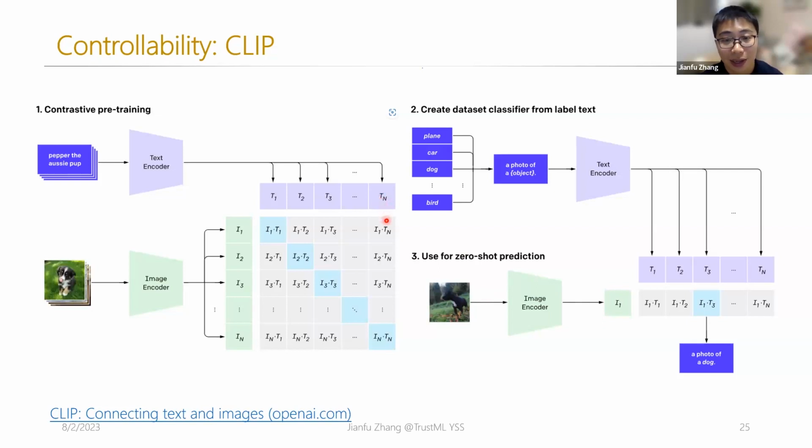CLIP comprises two main components, the text encoder and the image encoder. The text encoder is responsible for extracting features from textual descriptions and can employ commonly used transformer models from the field of NLP. On the other hand, the image encoder is tasked with extracting features from images and can be implemented using well-known CNN models or vision transformers.